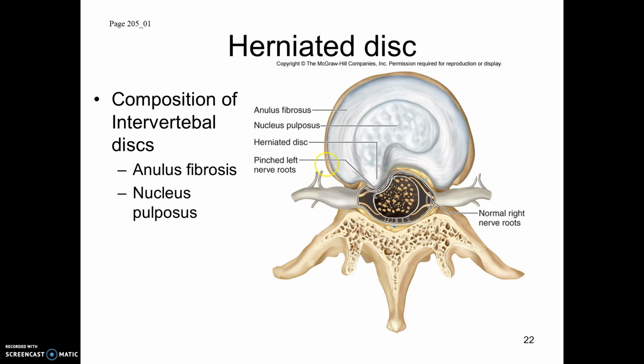Now, when the nucleus pulposus pushes out through the annulus fibrosus, it can actually put pressure on the spinal cord or on one of these roots or even the spinal nerve itself and result in some symptoms, whether it's pain or numbness in the limbs relative to where that herniated disc is occurring. So if it's up in the cervical region, we might feel numbness or pain in the arm. If it's down in the lumbar region, perhaps we feel it down in the legs.